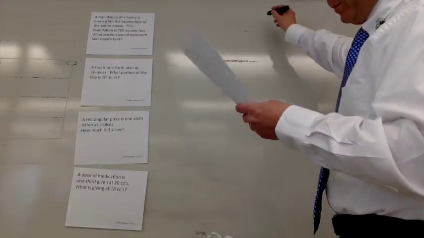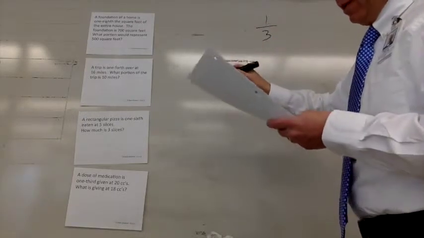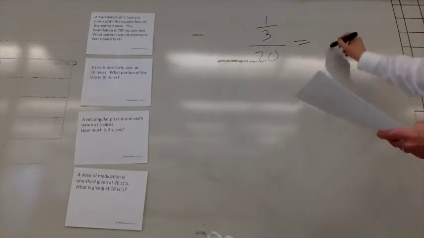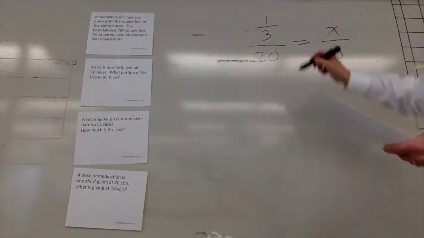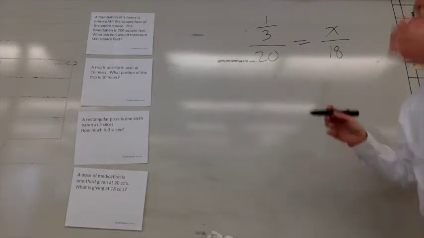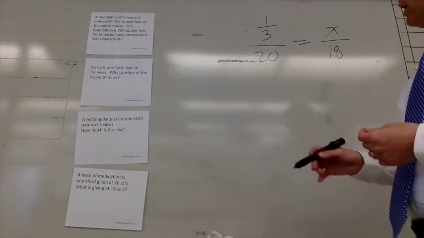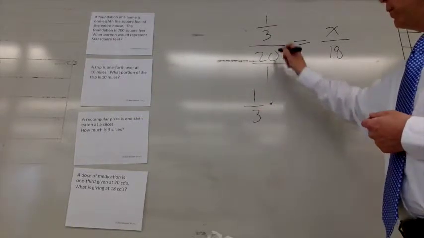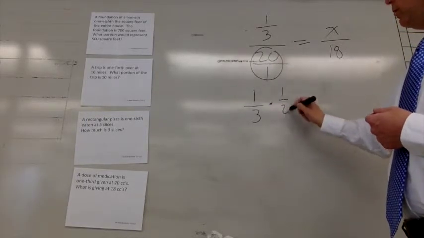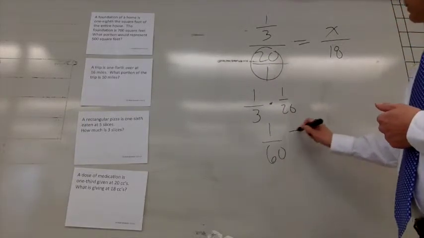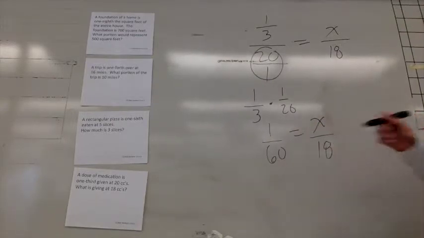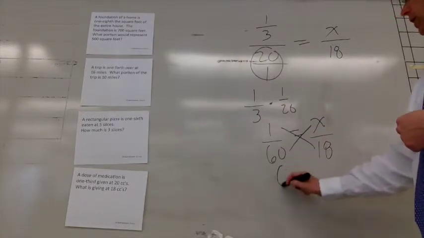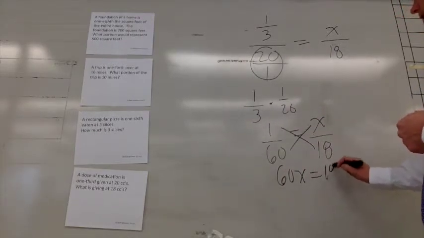So I have 1/3. So 1/3 of my dose is 20 cc's. And how much would be given at 18 cc's? Again, fraction over fraction. So fraction over number. So 1/3 over 20. Let's make 20 a fraction, so put it over 1. So I'm going to multiply by the reciprocal. Remember, flip over the denominator. So I set that equal. So 1 over 60. Cross multiply. Product of means equals product of extremes. So I get 60x is equal to 18.